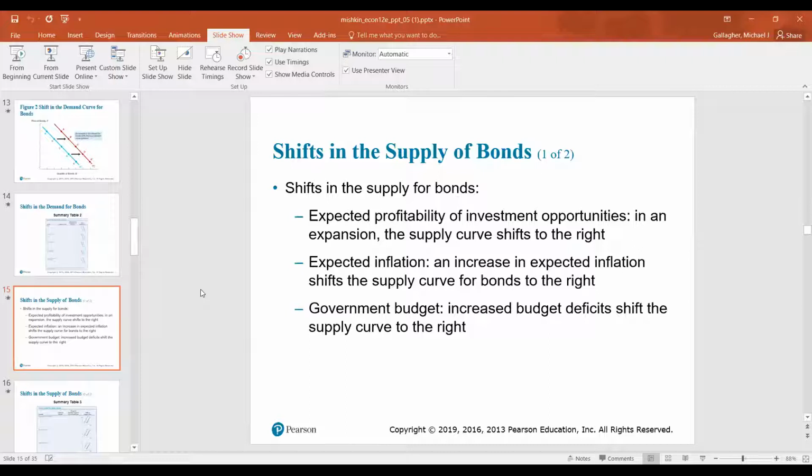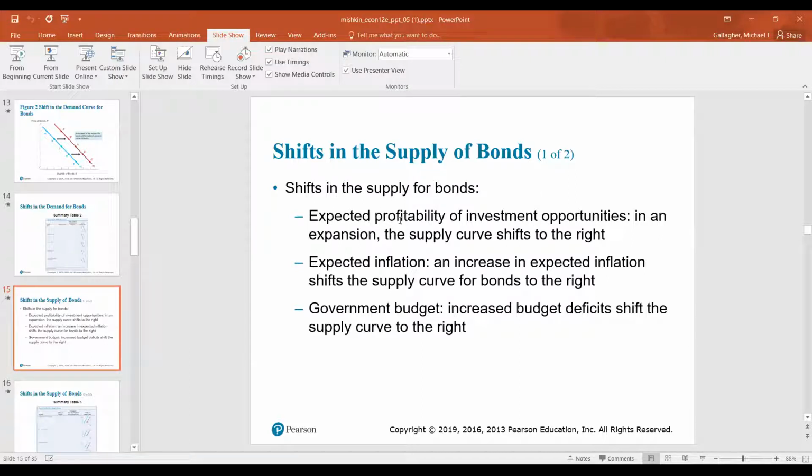The supply curve. Expected profitability of investment opportunities: the supply curve would shift to the right. In an economic expansion, firms are more willing to borrow, right? That is, issue bonds. So the supply curve in the bond market shifts to the right.